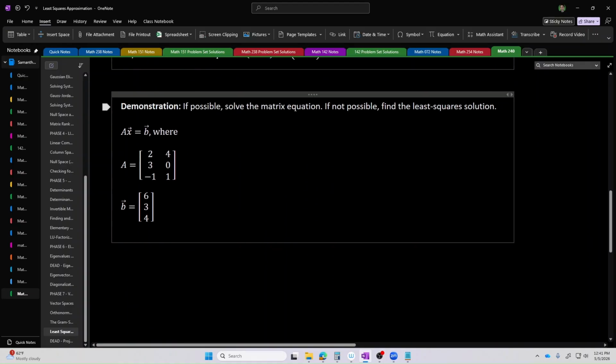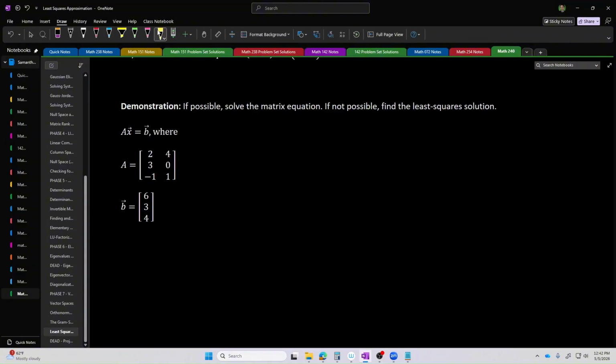If possible, solve the matrix equation AX equals B, where A is equal to 2, 4, 3, 0, negative 1, 1. And B is equal to 6, 3, 4. If it is possible to solve this matrix equation, go ahead and find that solution. However, if this equation does not have a solution, try to get as close as possible to this output vector B. Find a solution that will produce an output that is as close to B as we can possibly get.